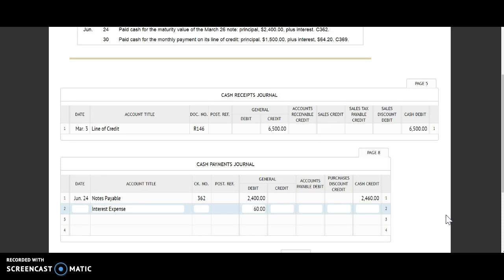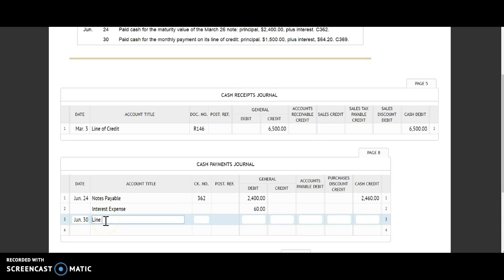Okay, June 30th, it says that we paid cash for the monthly payment on its line of credit. The principal was $1,500 plus an interest amount of $64.20, check number 369. Again, we're paying cash. This is going to go into our cash payments journal. So I have June 30th. This one is going to look a lot like what we did with our notes payable, except we don't have a note here. This was from our line of credit.